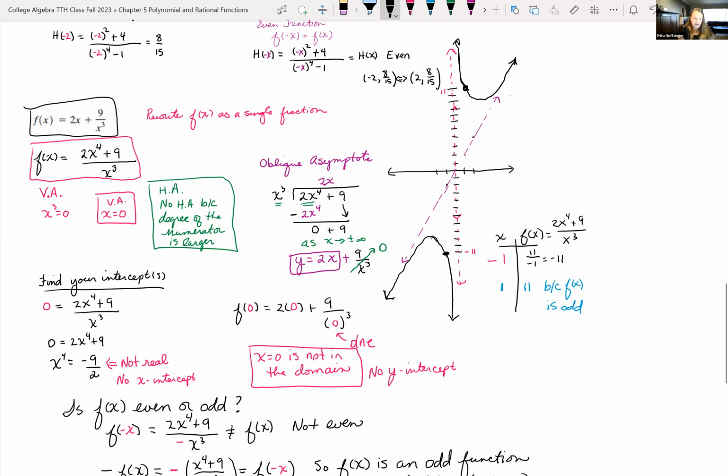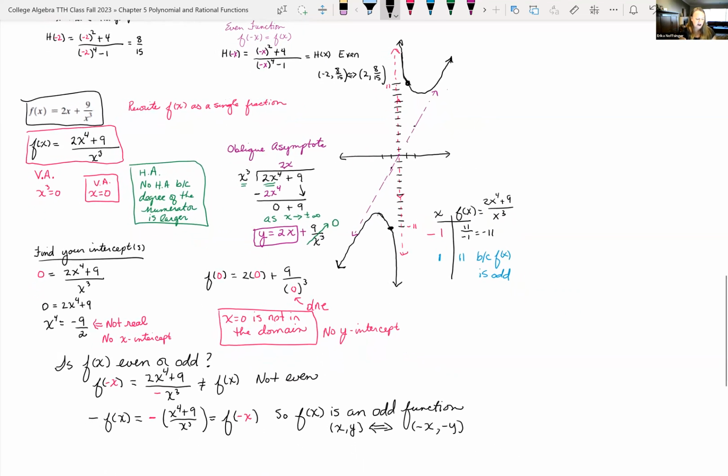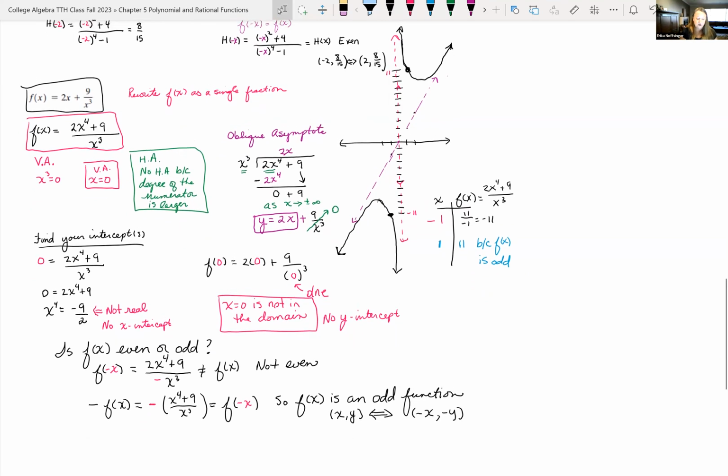So there's one other thing that I might ask you if you were taking a test in my class. I might ask you, does our graph of f of x cross that oblique asymptote? Or if it was a horizontal asymptote, I might ask you, does it cross the horizontal asymptote? We'll never cross a vertical asymptote. And so in this case, if I wanted to see if f of x was crossing the line y equals 2x, that was our oblique asymptote.